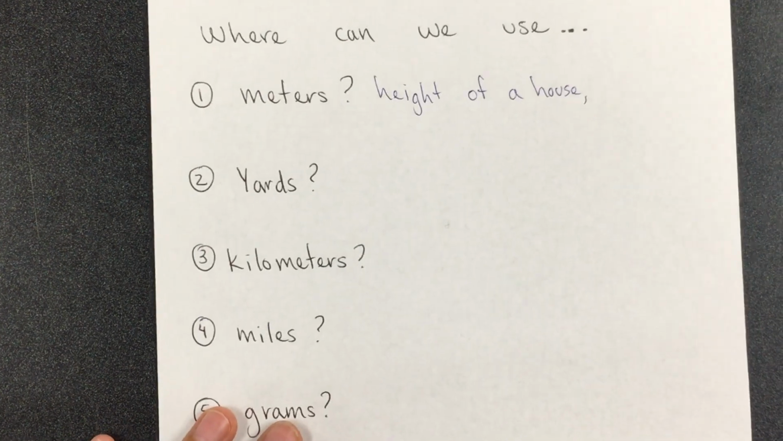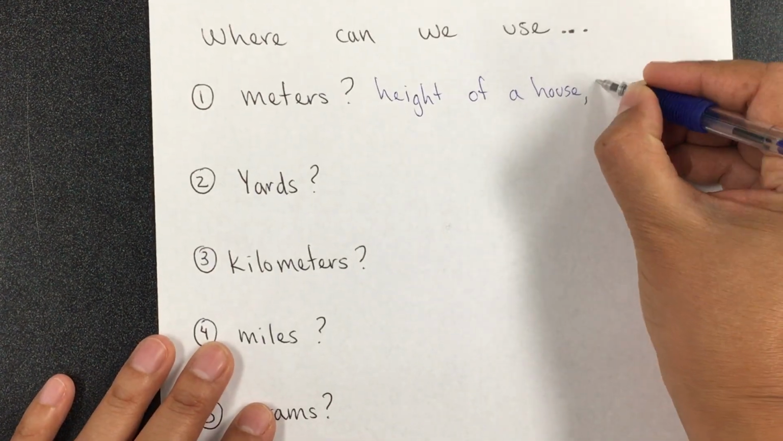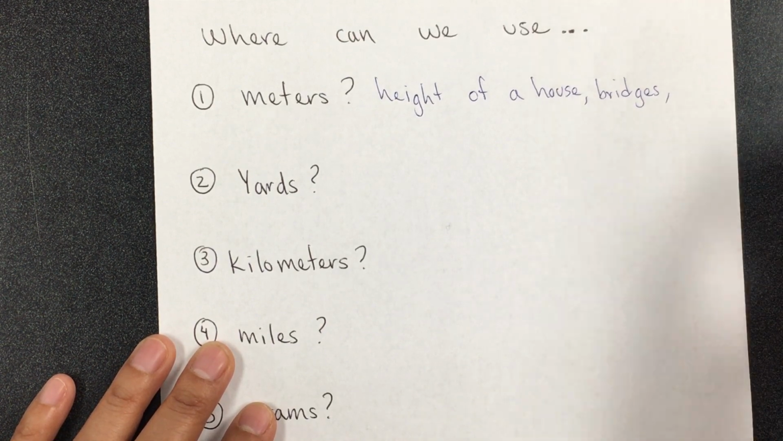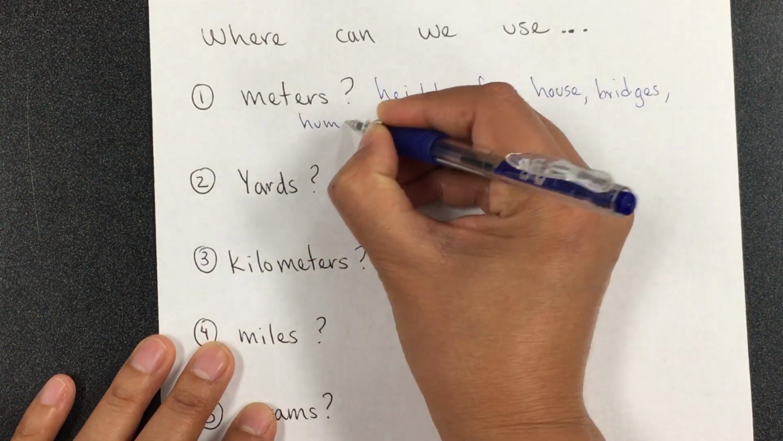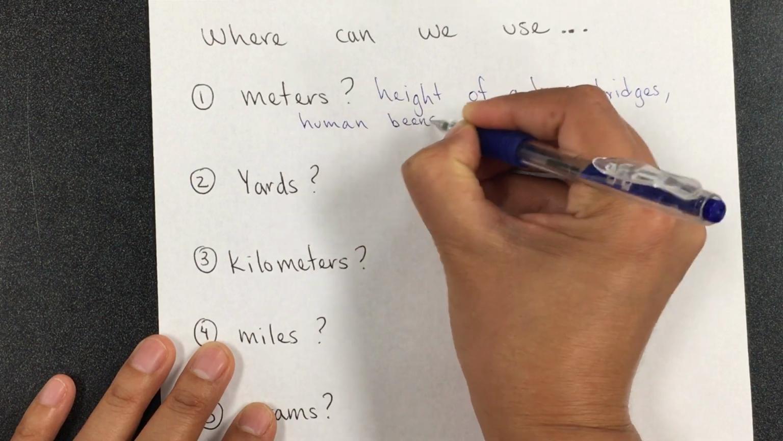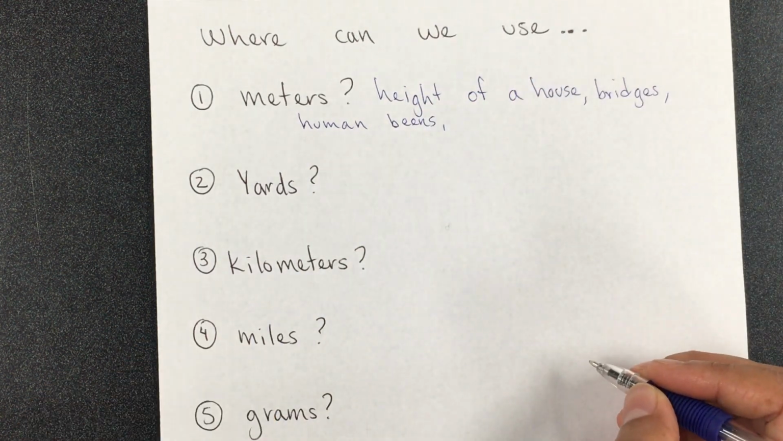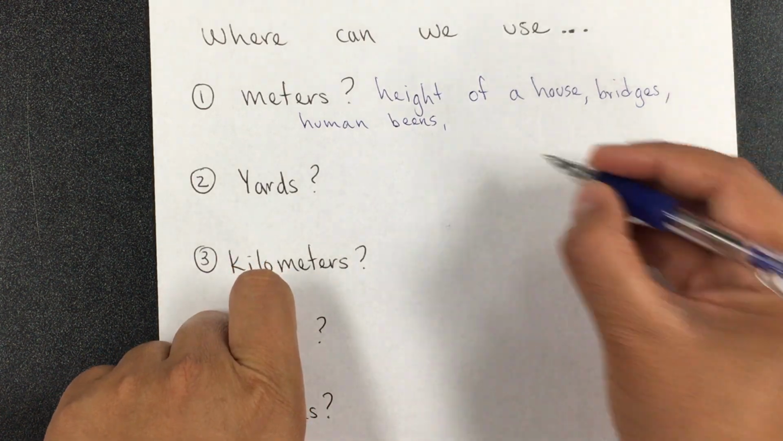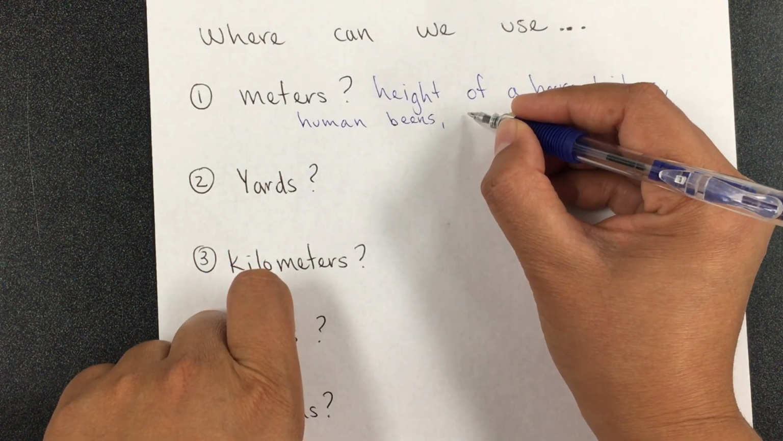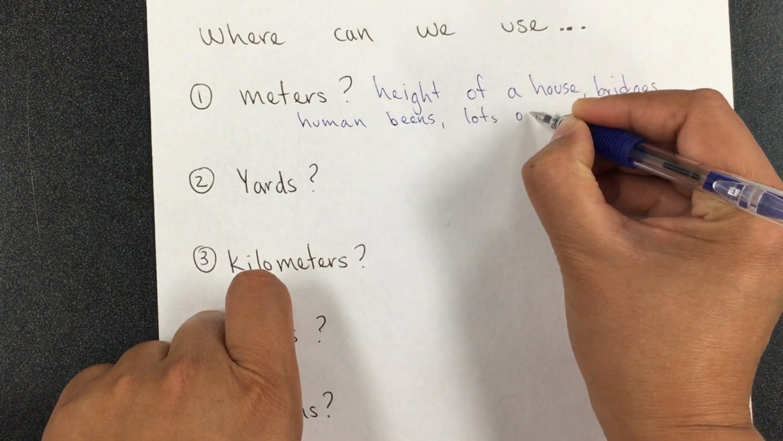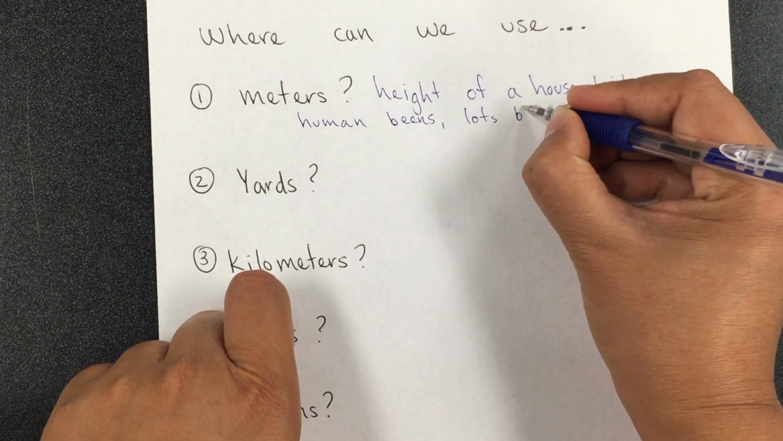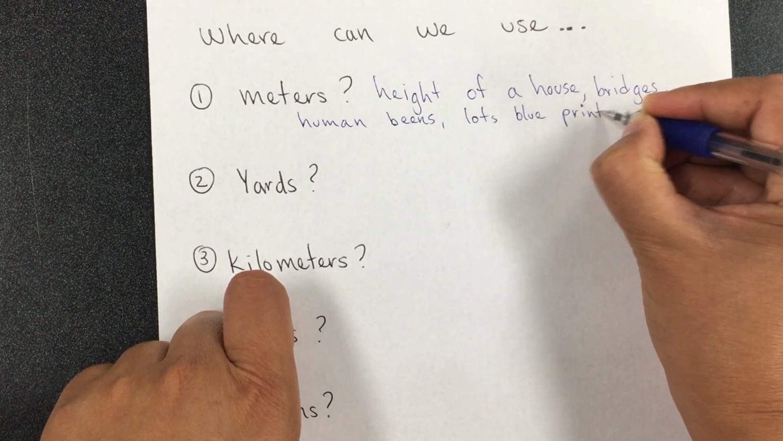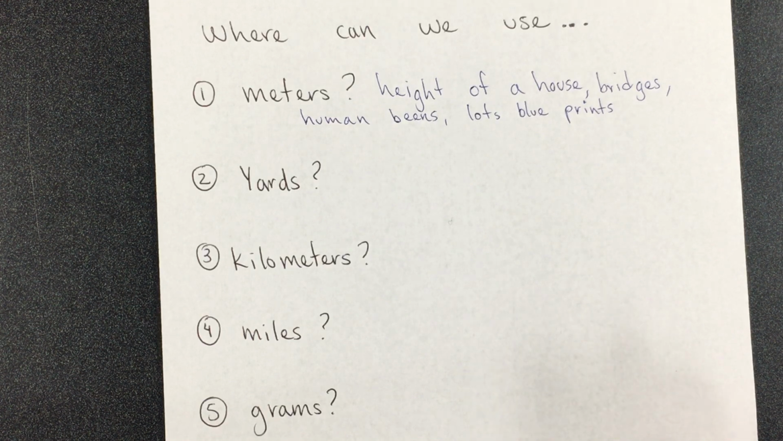Let me zoom a little bit. Okay, height of a house, bridges, human beings. Especially in other countries, they use the meters, right? Also, lots of blueprints. Like when they're trying to construct, they might be using meters.